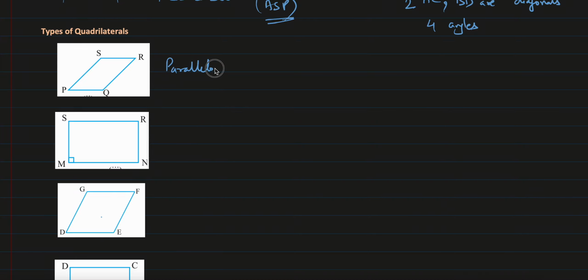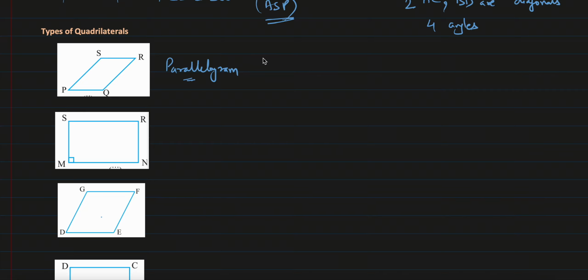parallelogram. So again it's a 4-sided polygon. A polygon is a figure made up of straight lines which do not cross each other. So here you see PQRS is again a quadrilateral with 4 sides, but it is a parallelogram. Now, what are the properties of a parallelogram? I hope you all know. So the first property we say over here is the opposite sides.